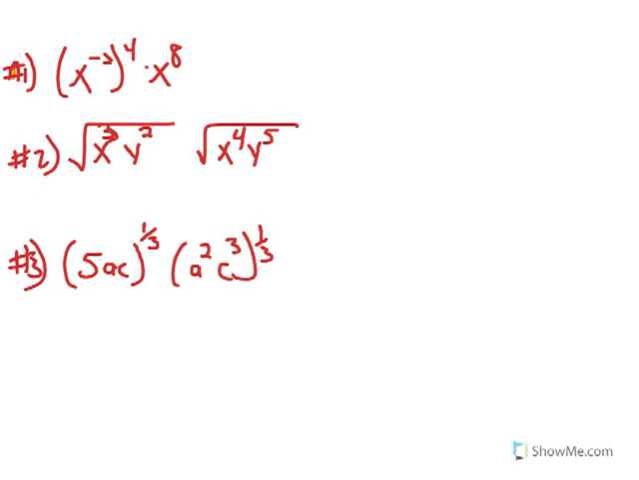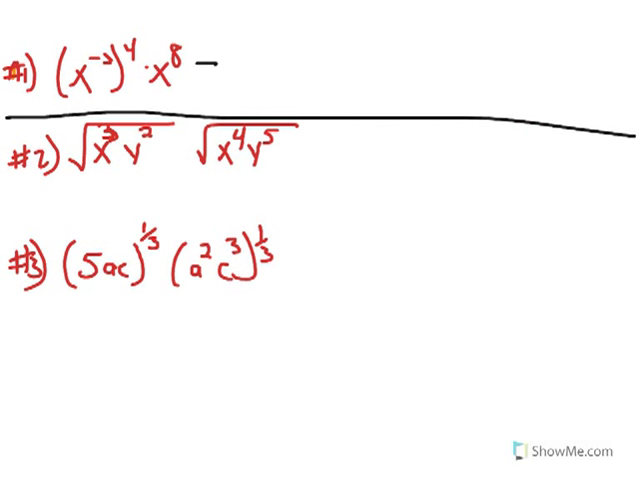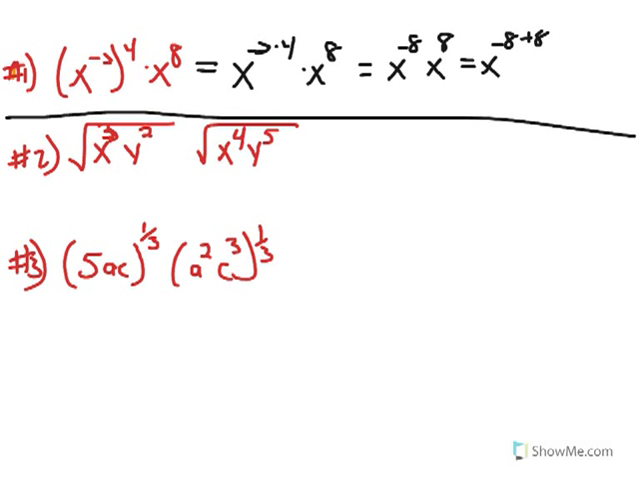The next set of problems was to simplify. This first example, we have a power to a power in x to the -2 to the 4th, which you can write as x to the -2 times 4. -2 times 4 is -8. Now we can use the product rule. Multiplying two things, x and x, same base, you can add the exponents. -8 plus 8 is 0. x to the 0, of course, is 1.